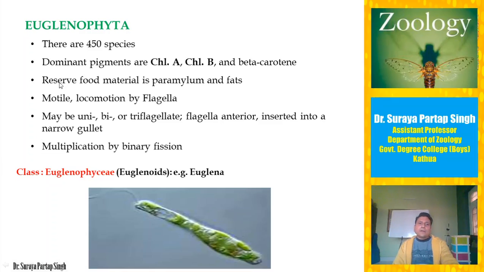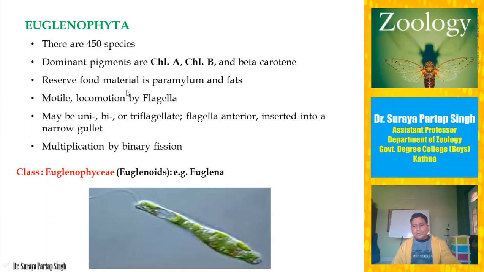In them, reserve food material is paramylum and fats. In Chlorophyta, the previous division that we studied, in those algae, the primary reserve food material was starch. But in case of Euglenophyta, it is not starch, it is paramylum and fats. And members of Euglenophyta are motile, and they show locomotion by means of flagella.